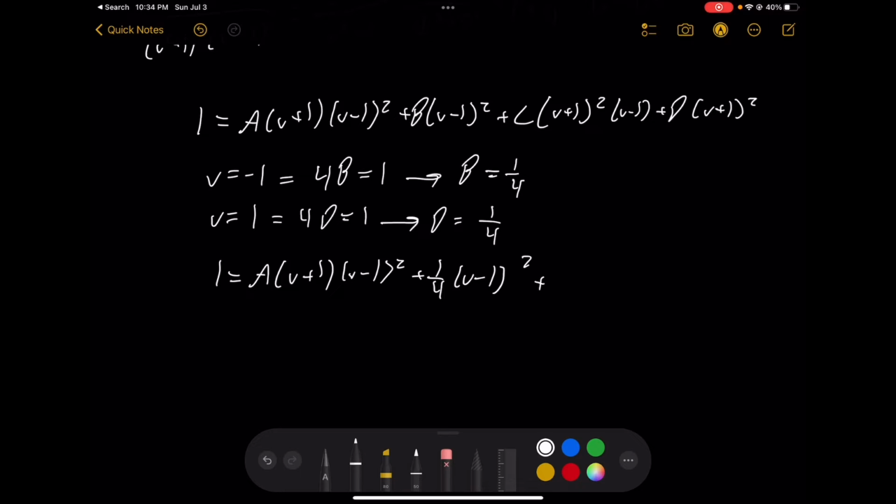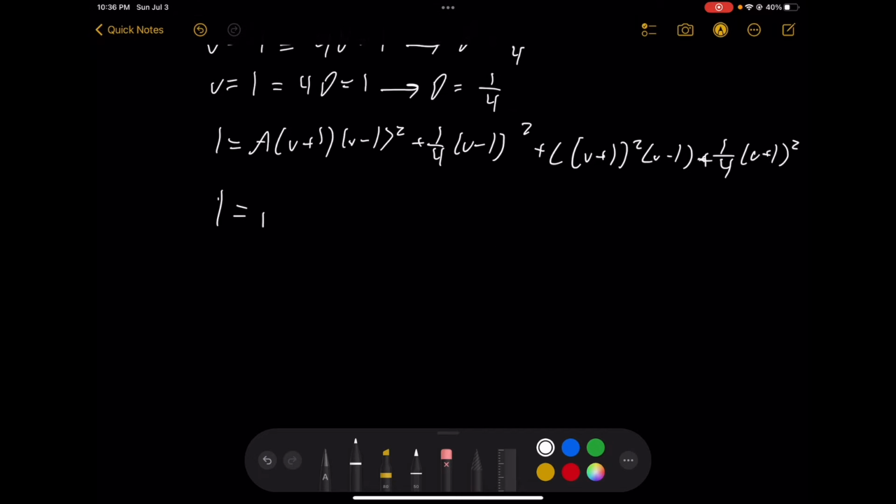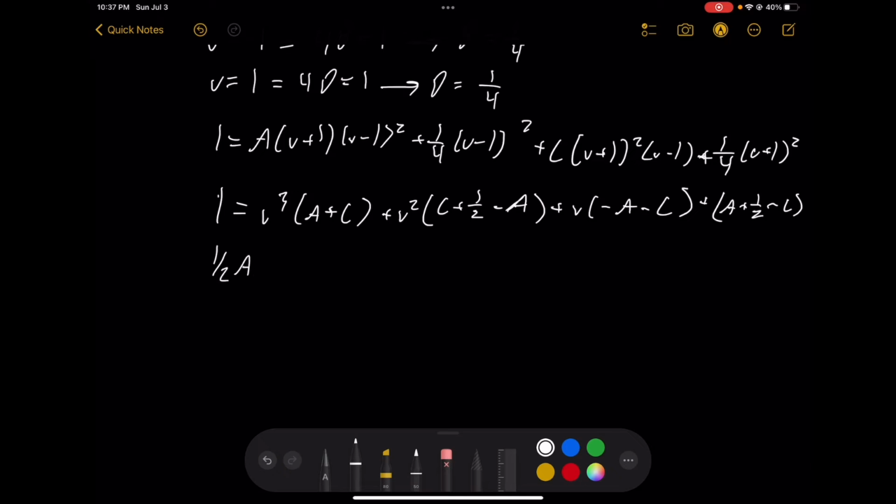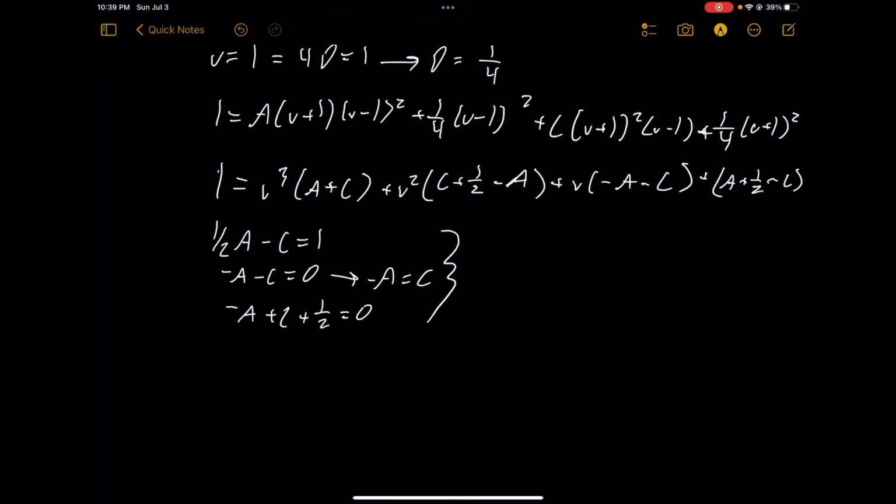Now we have to set up a system of equations by matching up similar values together. We're really just putting together like terms here. So we get 1 equals u to the 3rd times a plus c, plus u squared times c plus 1/2 minus a, plus u times minus a minus c, plus a plus 1/2 minus c. So this gives us the following system of equations. And this automatically tells us that negative a equals c. Now, solving for this, we get the following system here as well.